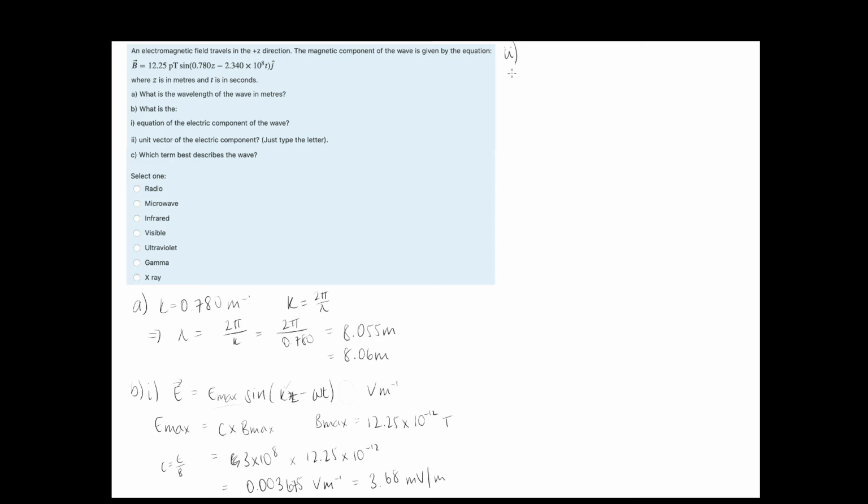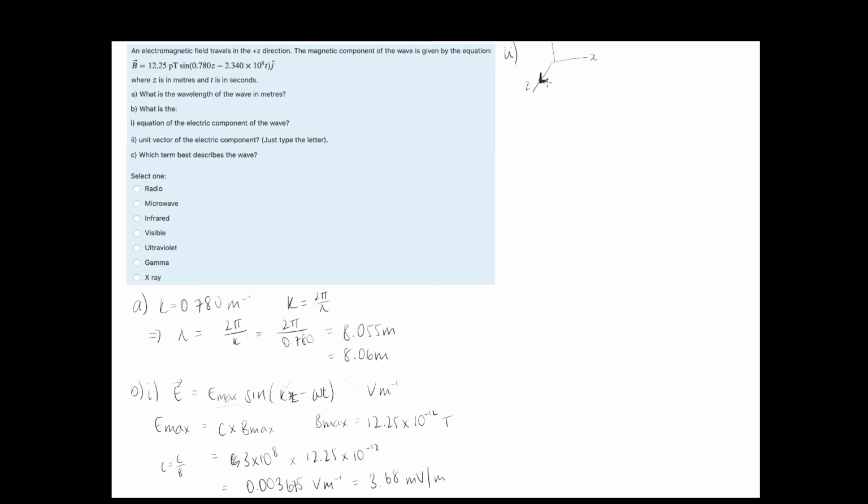So that's part B1, because part B2 is the unit vector of the electric component. So for this part, we need to work out in which direction our wave is propagating and what is the unit vector of our B. And we have to use our right-hand rule to do this. So you're going to need to imagine x, y, z. I've drawn our Cartesian plane. This is where our EM wave is propagating, and our B field, our magnetic field, is oscillating in the y direction and has the unit vector j.